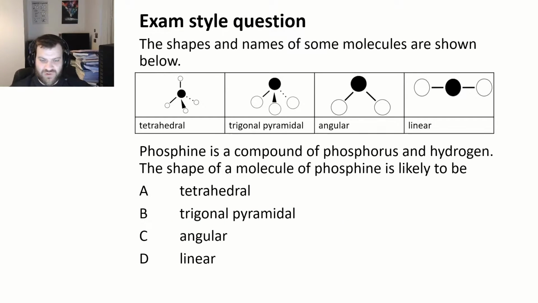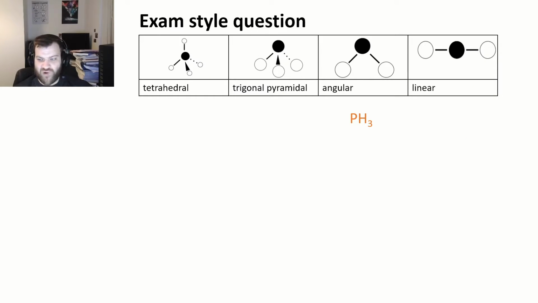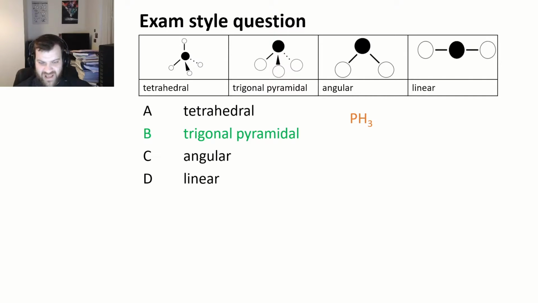A way they can make it a little more difficult is they'll name the chemical, but they will not tell you the formula. What we will need to do first of all is work out the formula of phosphine and then figure out which shape it marries up to. Our phosphine has got phosphorus and hydrogen. Phosphorus is in group 5, so makes 3 bonds. Hydrogen in group 1 makes 1 bond. Swap them over, gives us PH3. When we've got PH3, if we look at the diagrams that we're given, this will match up best to trigonal pyramidal, making our answer B.